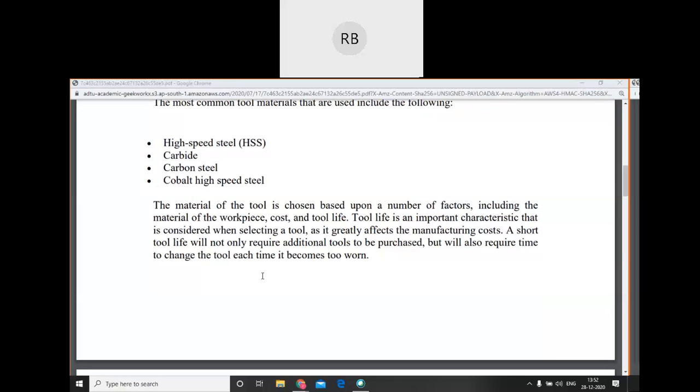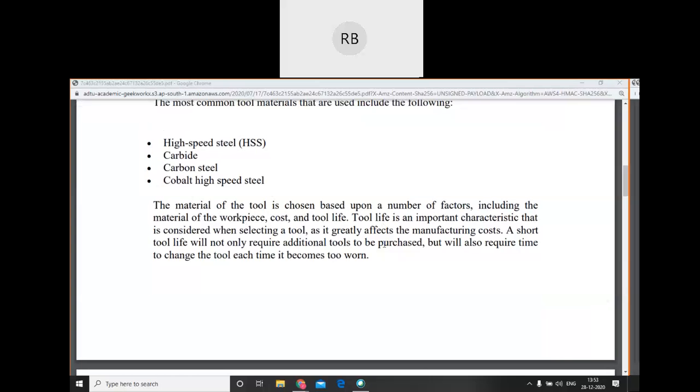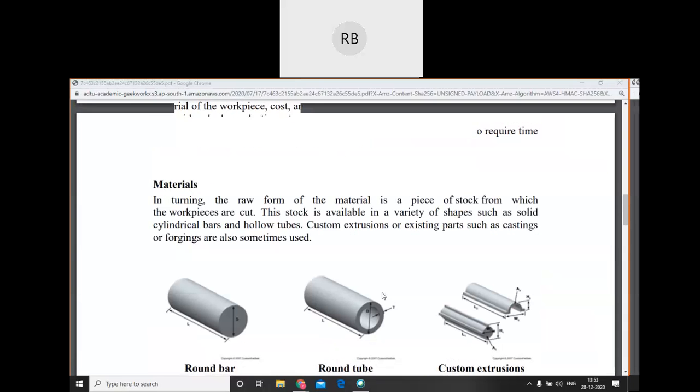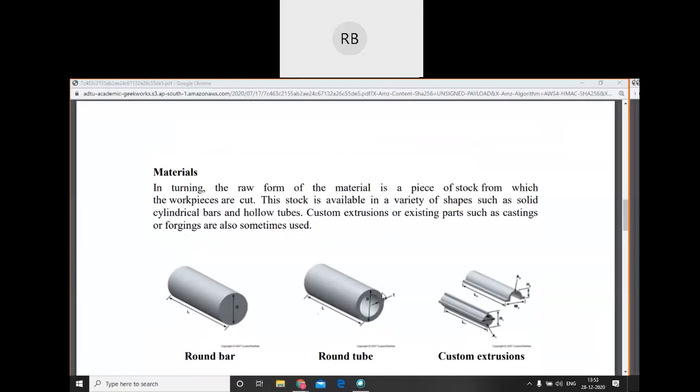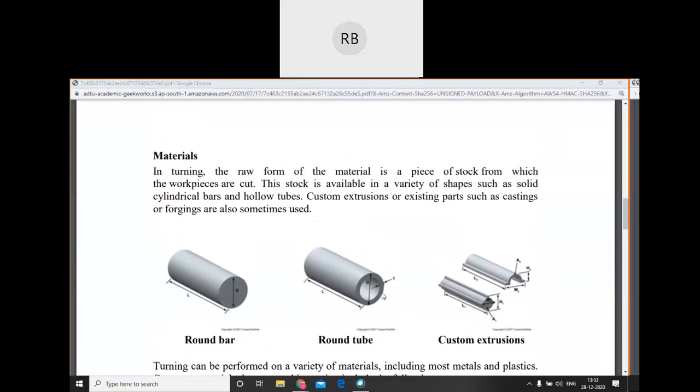The material of the tool is chosen based upon a number of factors, including the material of the workpiece, cost, and tool life. The tool life is an important characteristic that is considered when selecting a tool, as it greatly affects the manufacturing cost. A short tool life will not only require additional tools to be purchased, but will also require time to change the tool each time it is too worn.